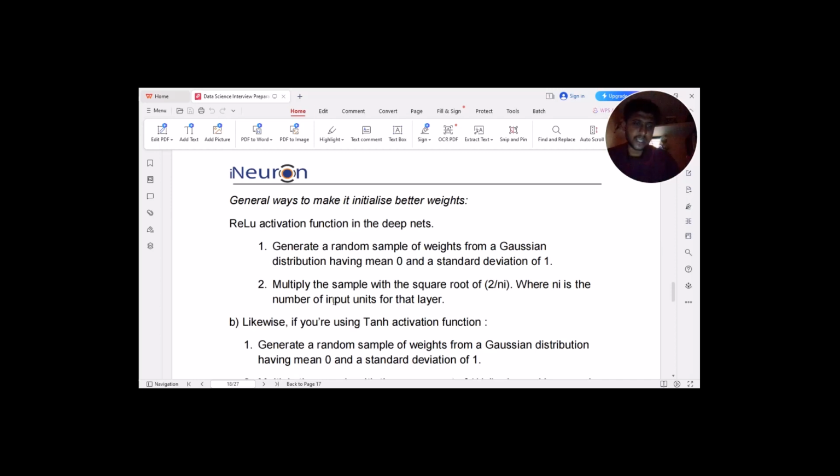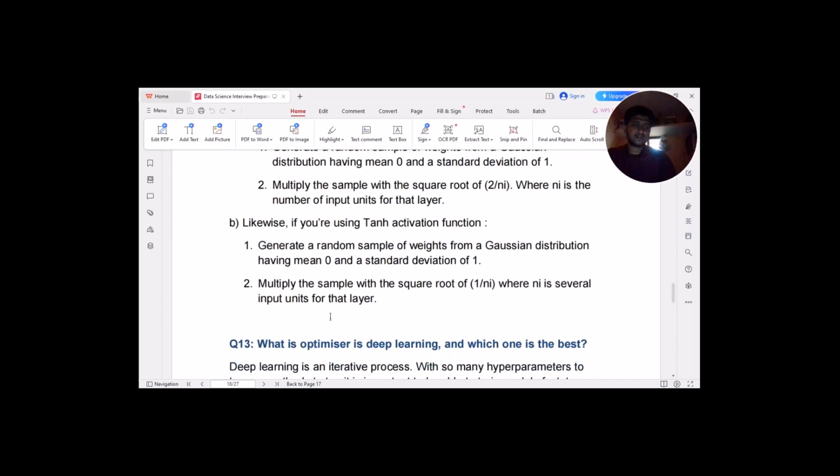Second, likewise, if you have a tanh activation function, you generate a sample of weights from a Gaussian distribution having mean 0 and standard deviation 1, and then you multiply the sample by the square root of 1 over ni, which is the number of input units for that particular layer.